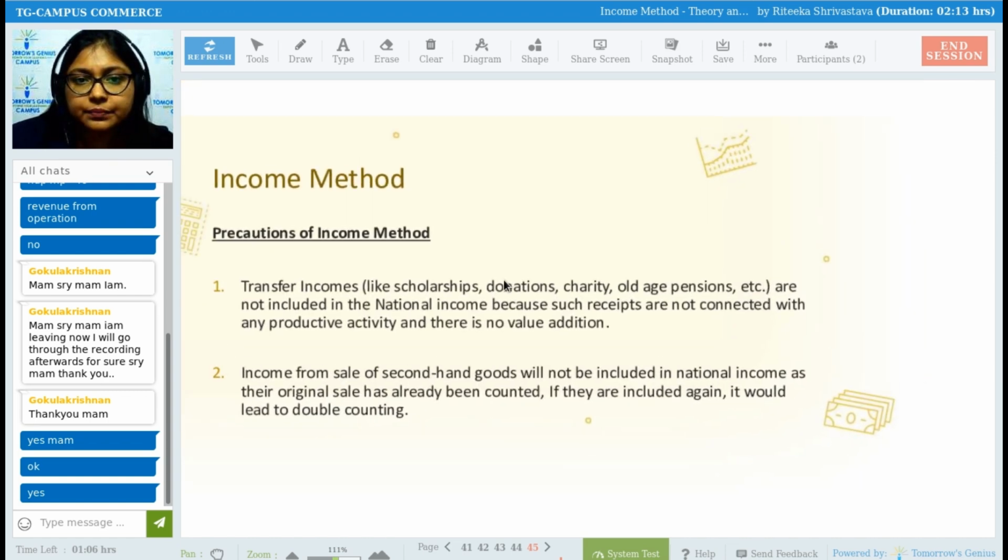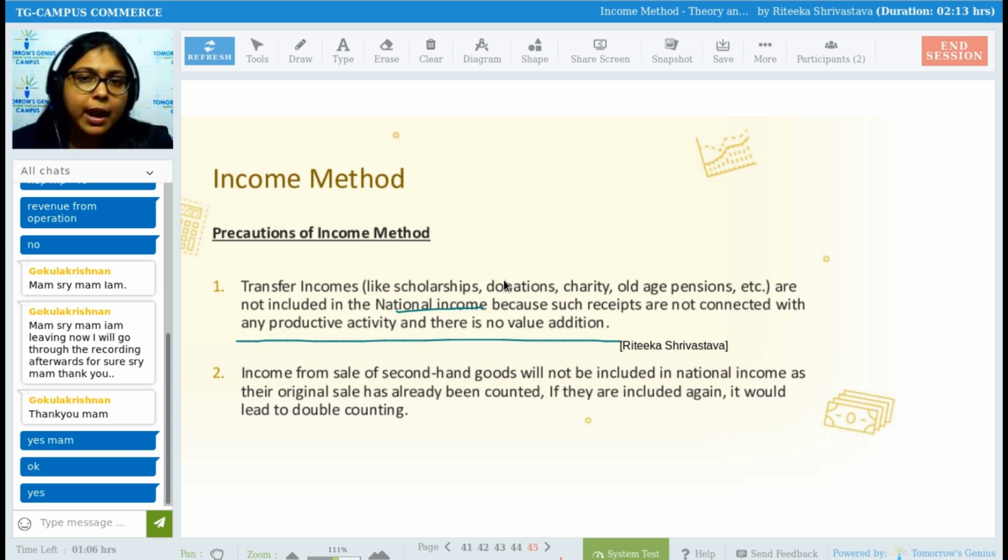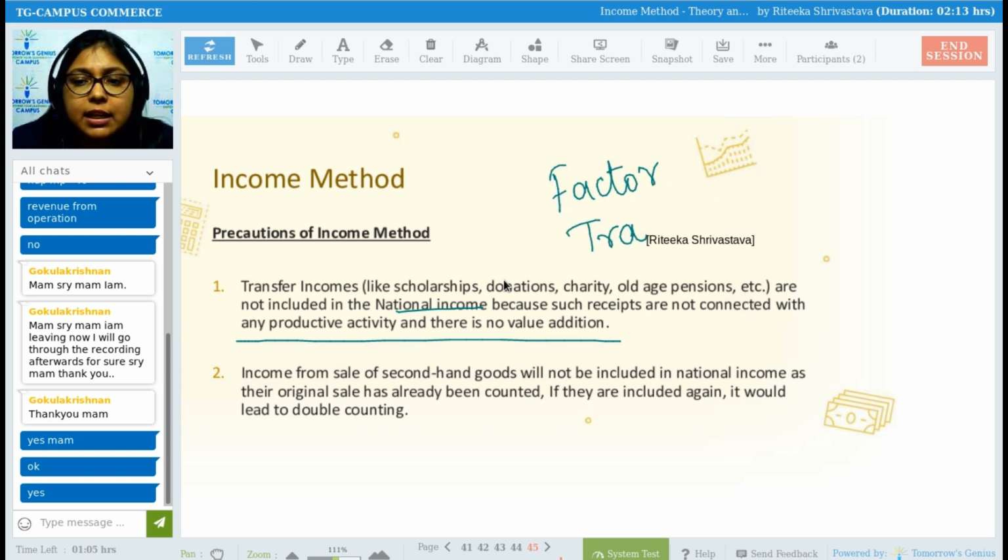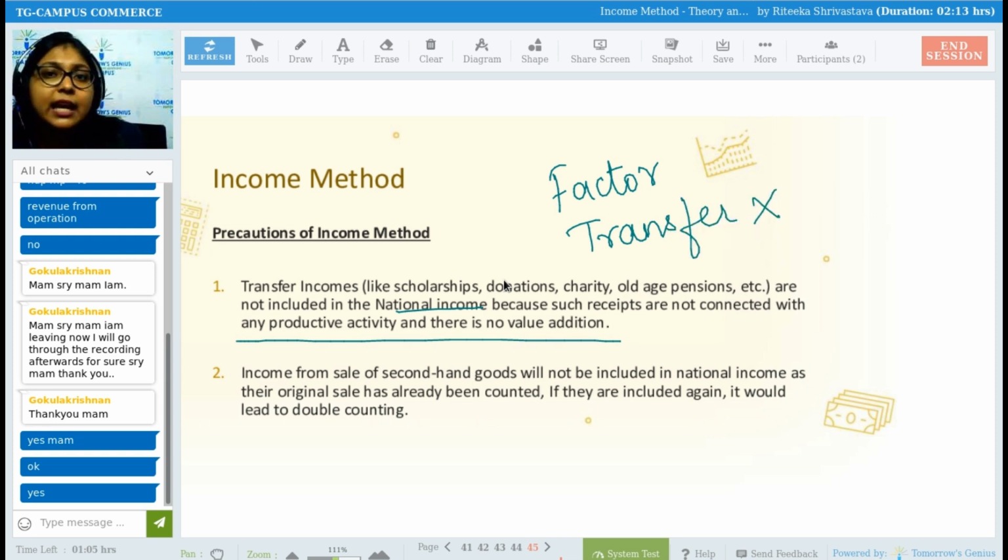transfer incomes. Transfer incomes like scholarship, donation, charity, old age pension, etc. are not included in national income because such receipts are not connected with any productive activity and there is no value addition. So transfer incomes, at the very beginning we understood that there are two types of income. It can be a factor income and it can be a transfer income, wherein we said that transfer income is never included in national income, be it by any method, value-added method, income method, or expenditure method.